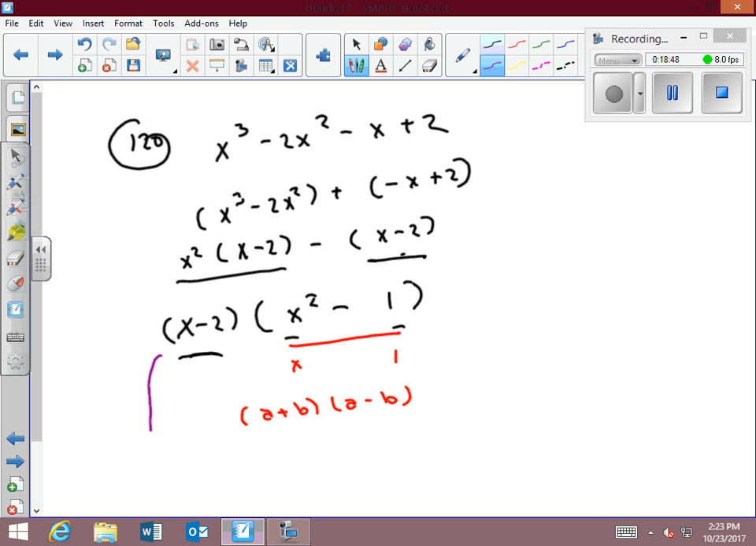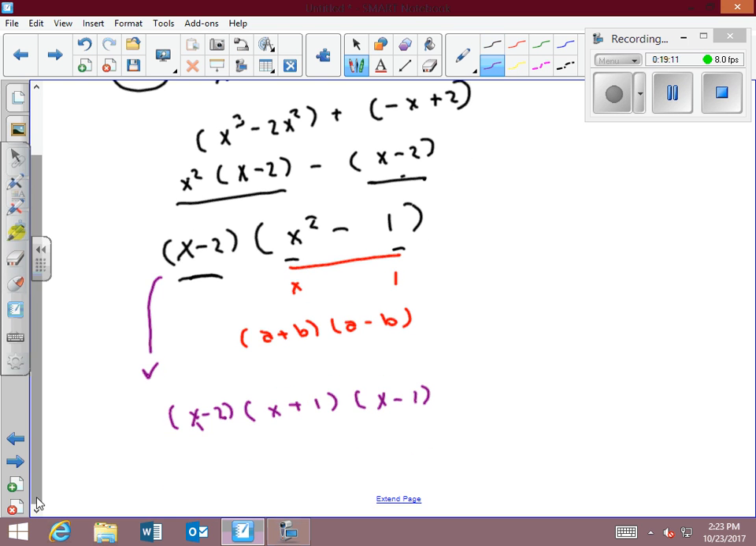So now we bring this factor down. Don't forget to do that. X minus 2. And then factor the x squared minus 1 into x plus 1, x minus 1. Now you look at each one of those binomials and you say, well, they're not sums of squares, differences of squares, sums of cubes, differences of cubes. We're done. That's completely factored. Okay?